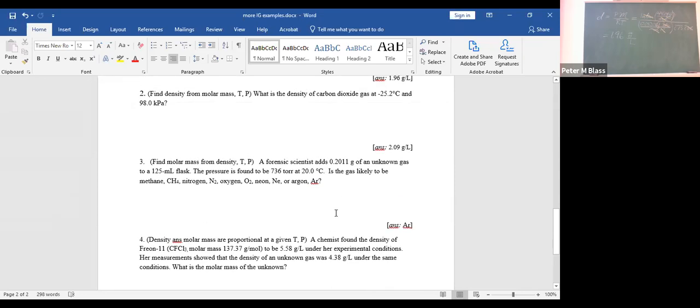Okay, a forensic scientist adds 0.2011 grams of an unknown gas to a, well, I almost gave it away, 125 milliliters. That would be 0.125 liters, right? But look, they're giving you the mass and the volume. They just gave you the density, right? And the pressure, 736 torr, and the temperature, 20 degrees. Is the gas likely to be which? Well, we can find the molar mass, and then we'll be able to figure out which of these it might be. So let me write some of this information on the board here.